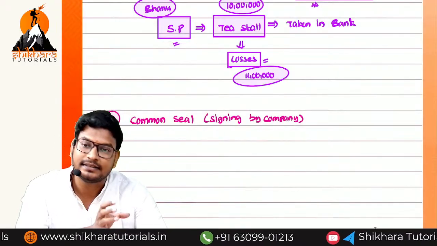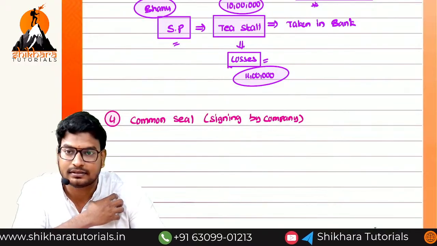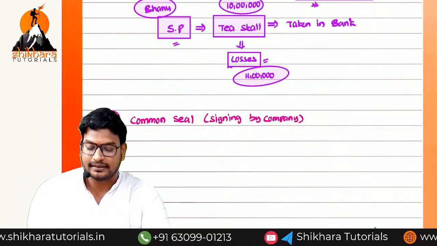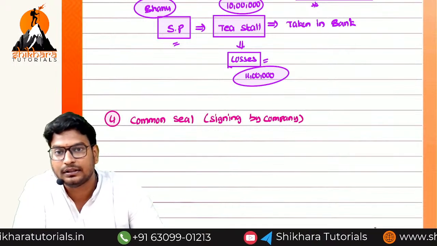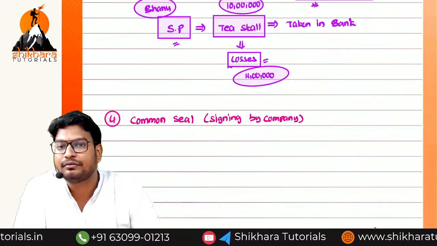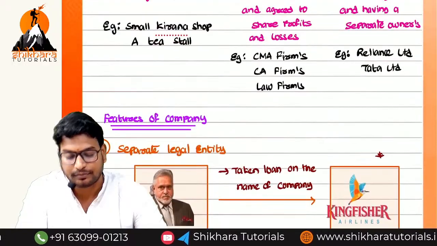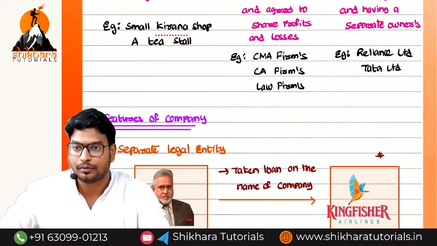When a company decision is taken, who has taken the decision? The owners have taken the decisions. Are you getting the point? So that is the reason this is one of the features of the company. Not only the company, the partnership also has a common seal. These are certain features from the company's point of view.